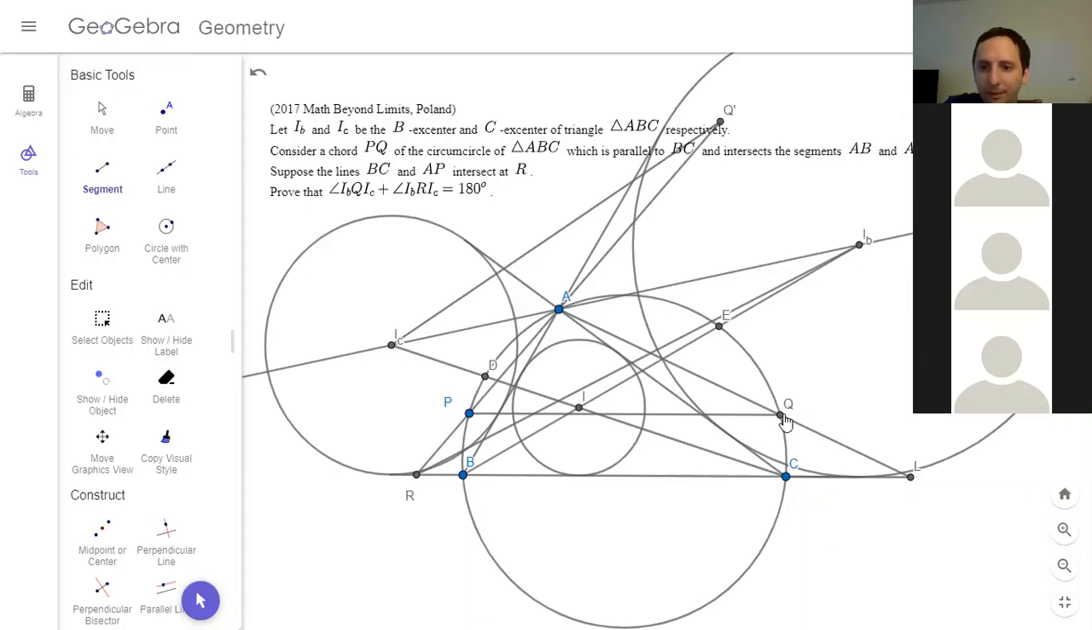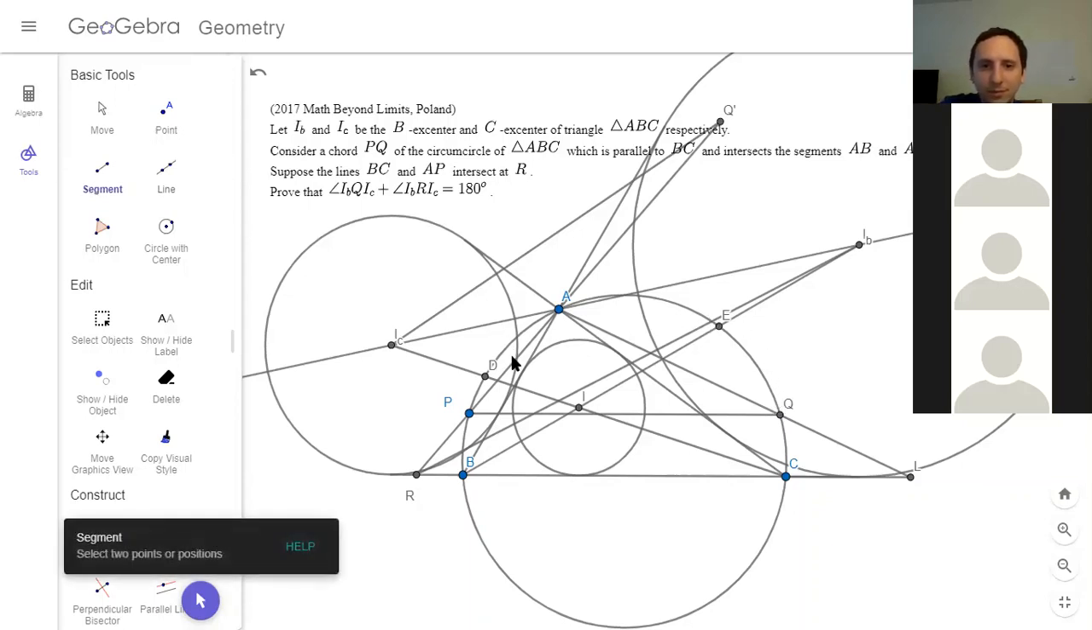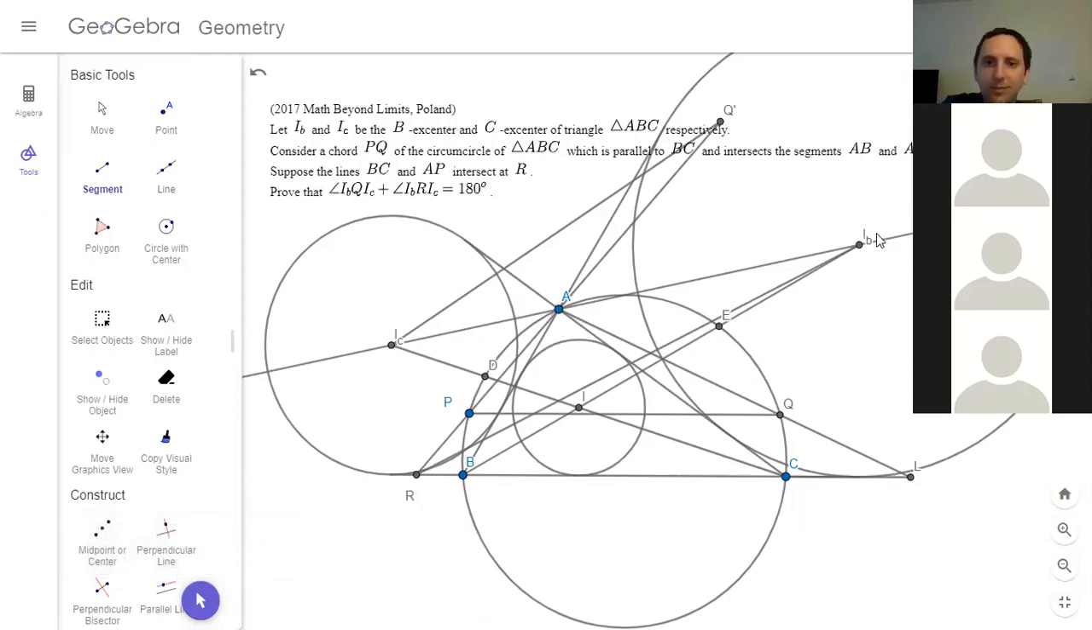I'm sorry. Go ahead. Yeah, we have the angle ICAQ is equal to RAIB. Mm-hmm. So that we need AIB over AR is equal to RQ over RIC.